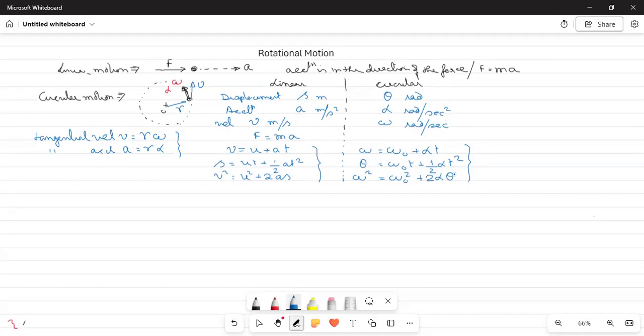And in linear motion, there was a formula for measurement of the force, F equal to ma, and an analogous formula we have not yet seen in angular motion or circular motion. Now we come to rotational motion.